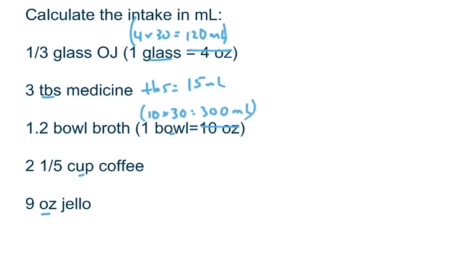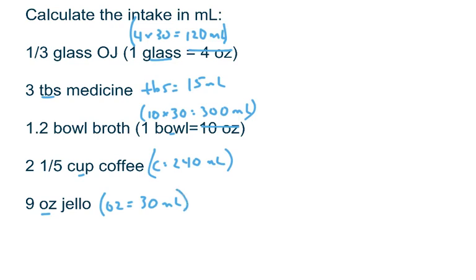And next is my cup of coffee, and my cup is 240. These are just numbers that you have to memorize. And down at the bottom I have 9 ounces of Jell-O. We do calculate Jell-O because it's a liquid, or would become liquid at room temperature or body temperature. So an ounce is 30.